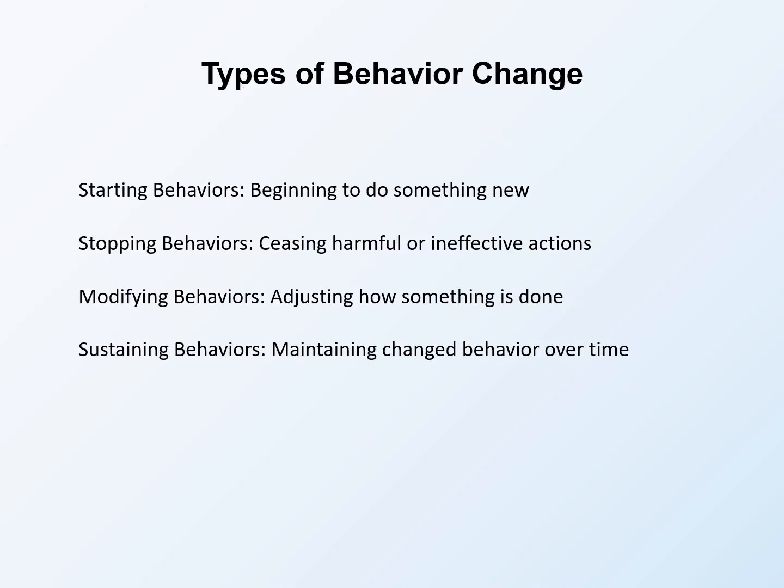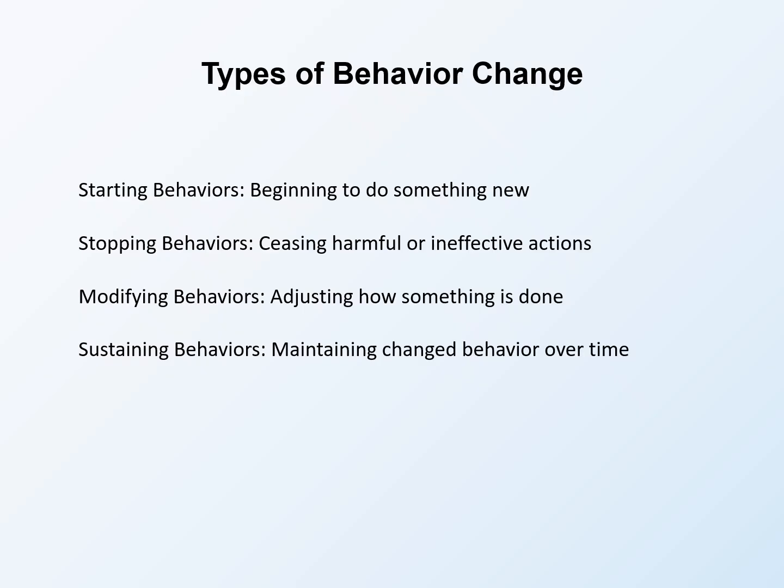Behavior change takes several distinct forms that programs should understand and target appropriately. Starting behaviors involve beginning to do something new that participants were not doing before. Exercising regularly, attending medical appointments consistently, using new parenting techniques, or practicing stress management skills are examples of starting behaviors. Something that was not happening in the participant's life begins to happen as a result of program participation. These behaviors often feel unfamiliar and require conscious effort to establish.